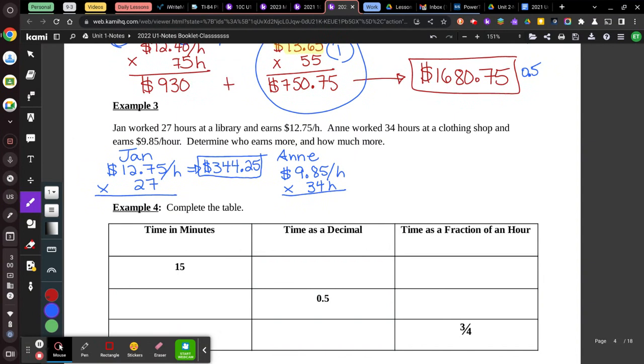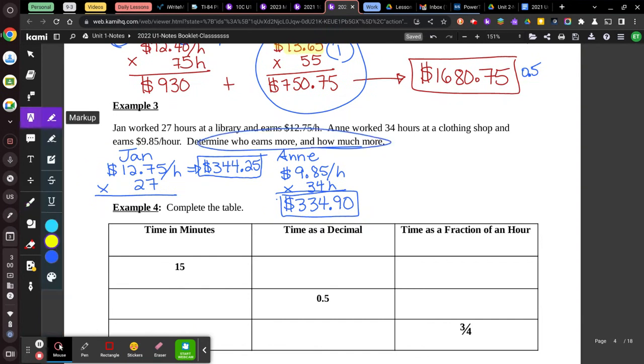So now we're going to figure out who makes more money. So more hours, but does it mean more money? Well, we get $334. It doesn't always mean more money. So that would be our final answer there. Now we have to say who earned more and how much. So we would circle Jan made more money because 344 is bigger than 334.